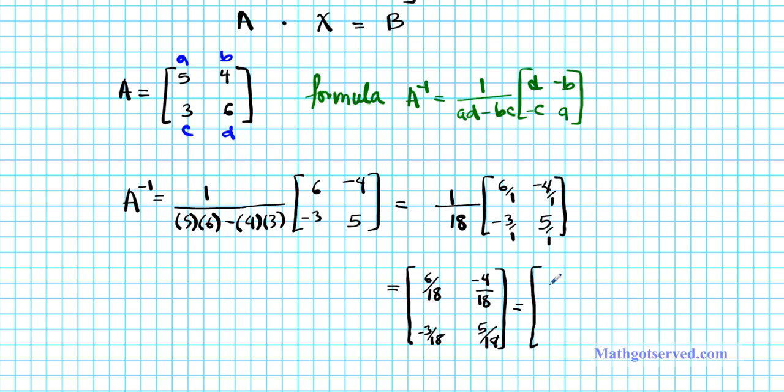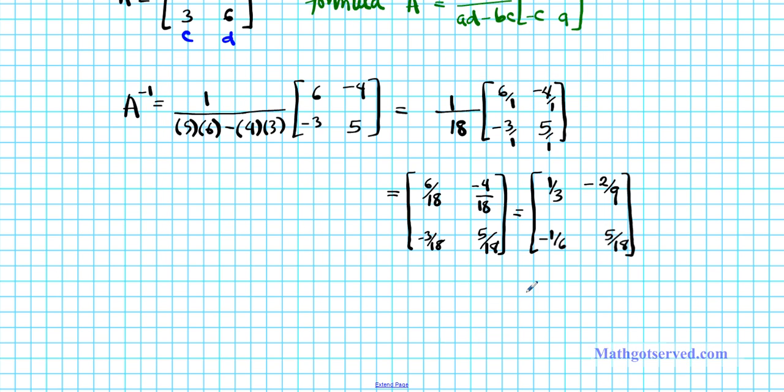We're going to have 6 over 18 is going to be positive 1/3. Negative 4 over 18, if you divide top and bottom by 2, you have negative 2 over 9. And then down here, if you divide top and bottom by 3, you have negative 1/6. And then down here, they're coprime, so we just leave it as 5 over 18. So there goes your inverse matrix.